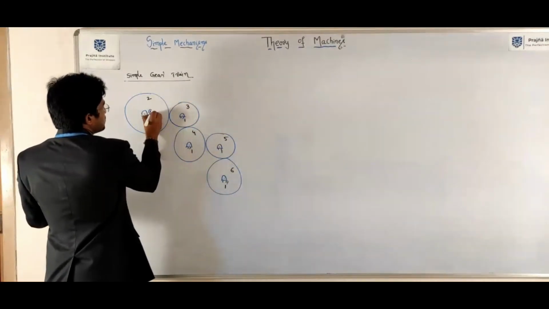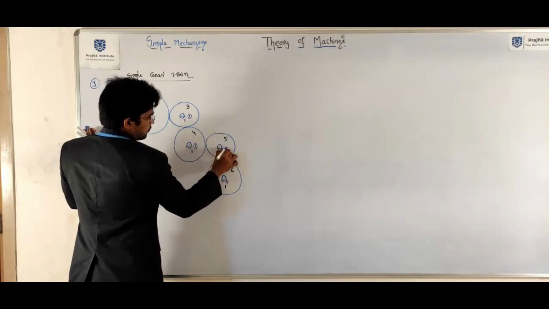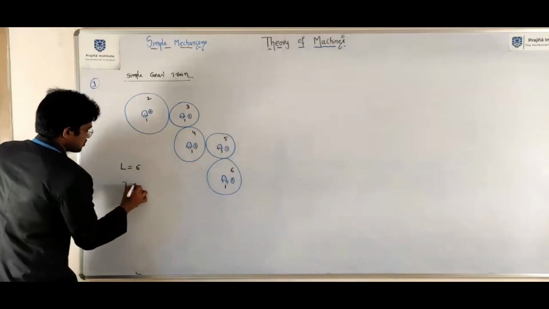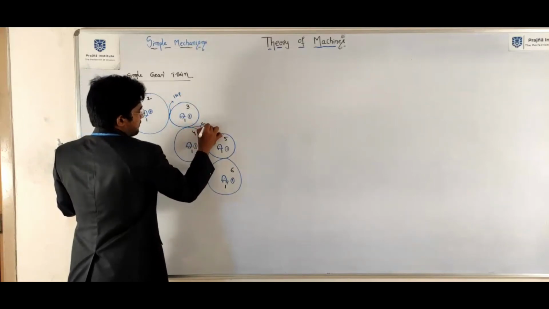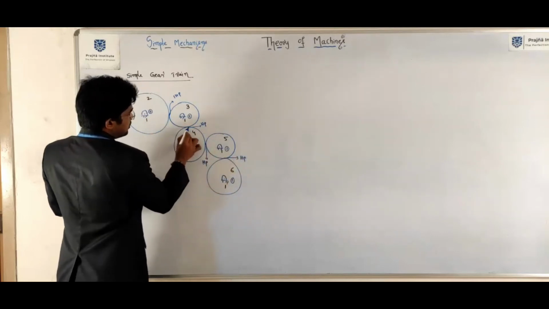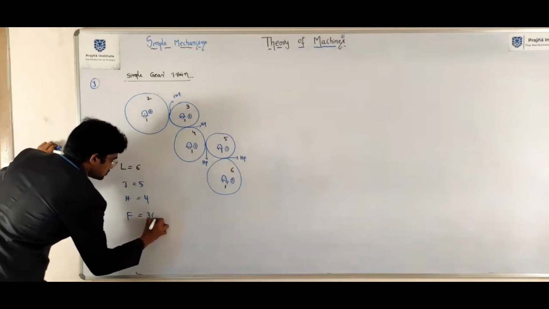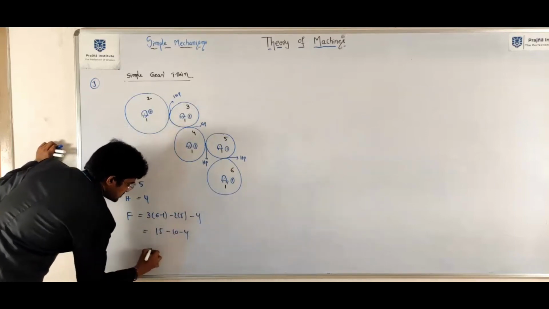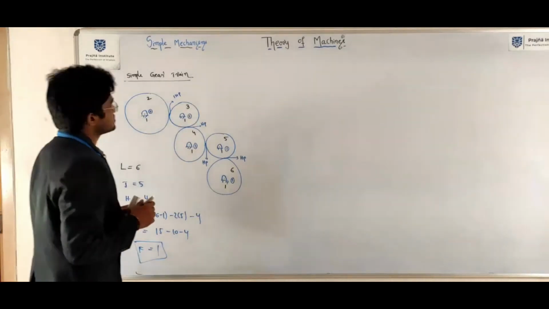Between 1 and 2, one turning pair. 1 and 3, 1 and 4, 1 and 5, 1 and 6. So 1, 2, 3, 4, 5. J equal to 5. Higher pair, higher pair, higher pair, higher pair. So 1, 2, 3, 4. So total number of higher pairs 4. F is equal to 3 into 6 minus 1, 2 into 5 minus 4. 15 minus 10 minus 4 is nothing but 1 is the degree of freedom for this particular simple gear train.